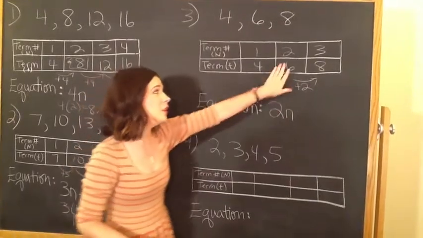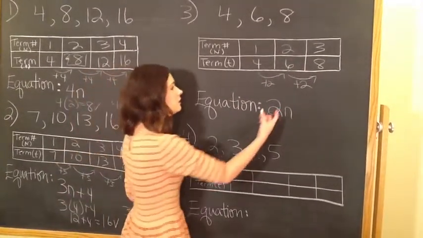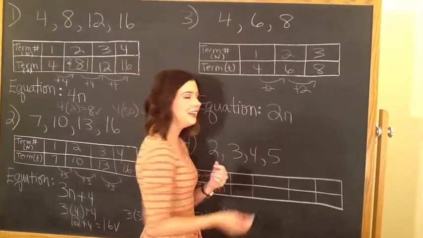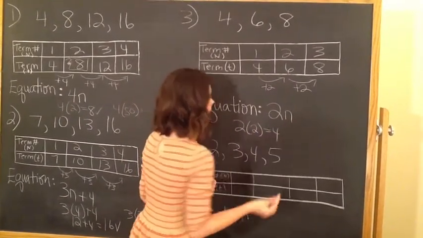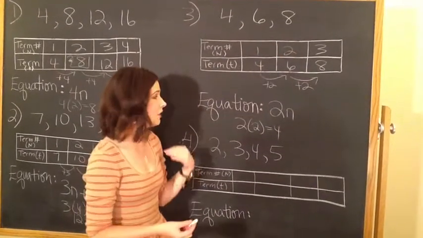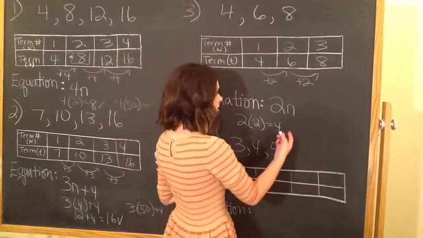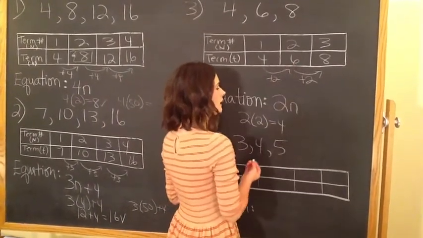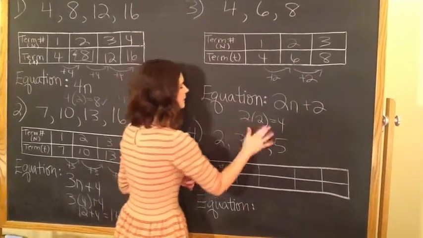So let's say that we didn't know that the second term was 6. But we're going to go ahead and plug in 2 for n because we're going to find the second term. So 2 times 2 gives us 4. But is 4 our second term? No. So we're also going to have to figure out what we have to add to it. If you know that you have to add 2 to get to 6, so we're going to add 2 and we should get 6.